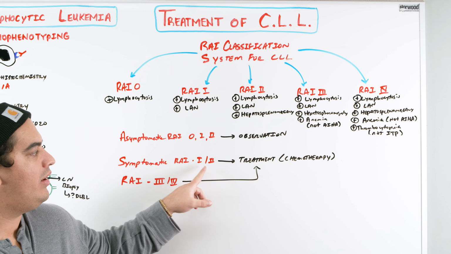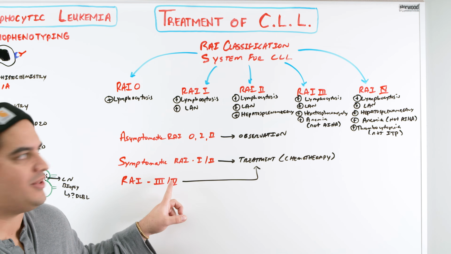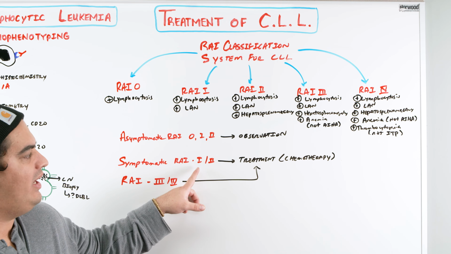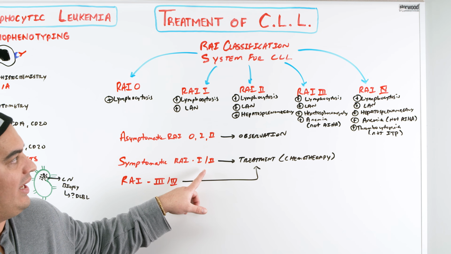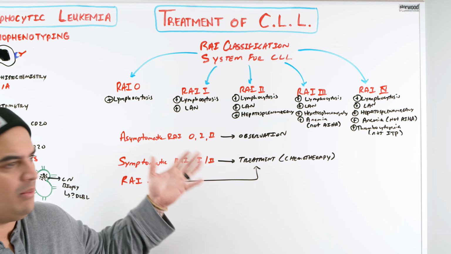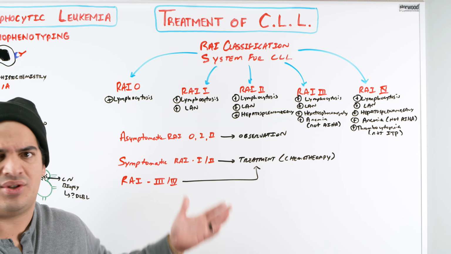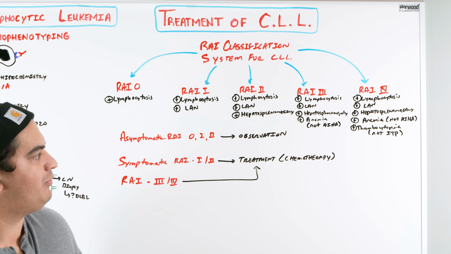If it's RAI 1 and 2 and you have some degree of symptoms, like what kind of symptoms? Well, if you have any kind of severe problems, such as maybe at this point you start getting features of hepatosplenomegaly, right? Or problems associated with lymphadenopathy, or the lymphocytosis is causing other kind of downstream effects. These are big things to be able to remember.